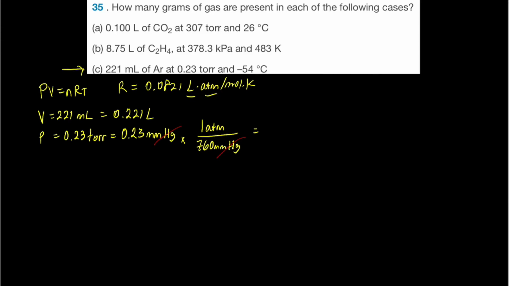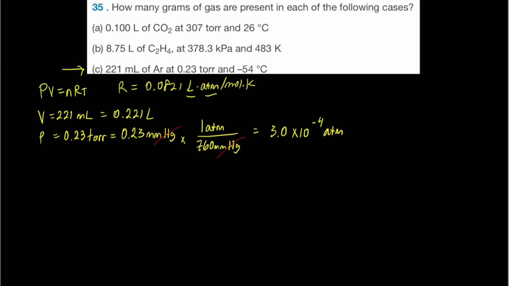So let's grab our calculator. And my calculator gives this to me in scientific notation because it's a rather small number. So 3.0 times 10 to the minus 4 atmospheres. And I'm trying to retain those two significant figures there.